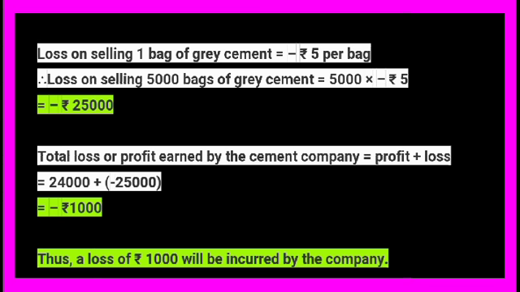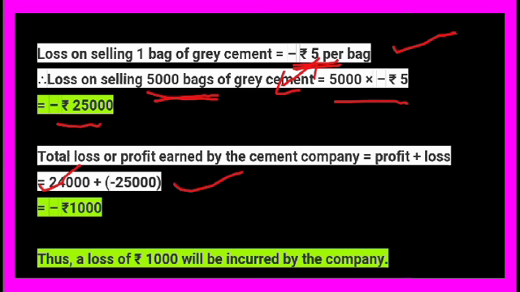And we know that by selling one bag of grey cement, the company incurs loss of rupees 5. And we indicate this loss with negative integer, so it is minus 5. And now the company sold 5000 bags of grey cement. So we have to find the loss of 5000 bags. So we will do multiplication of both. 5000 multiplied by minus 5. And 5 5s are 25 and 3 zeros after it. So the answer is minus 25,000. Now we know that profit by selling white cement bags is 24,000 and loss incurred by selling grey cement bags is minus 25,000.